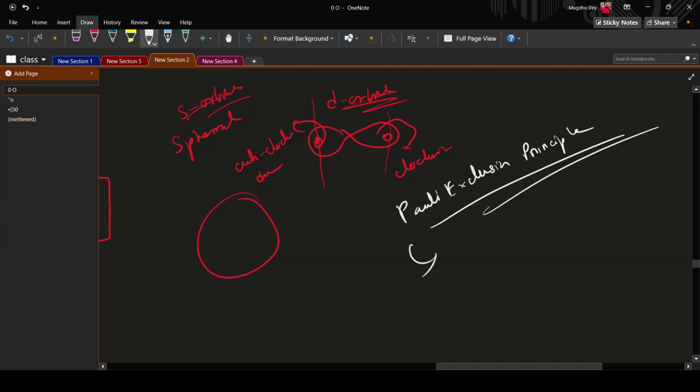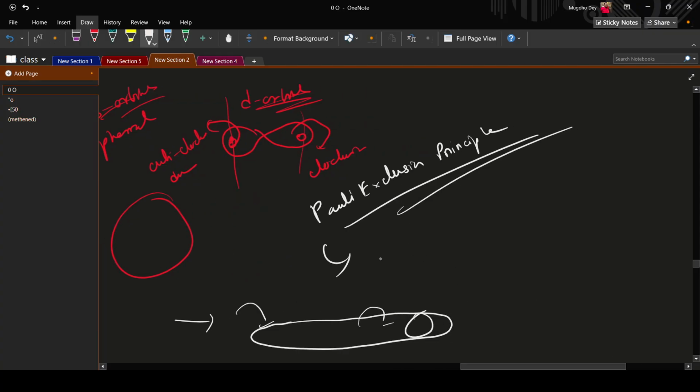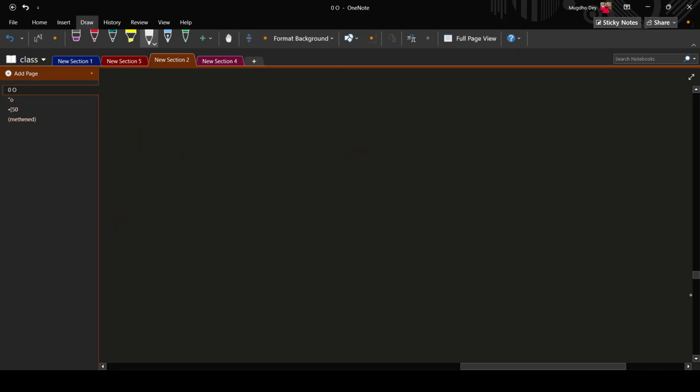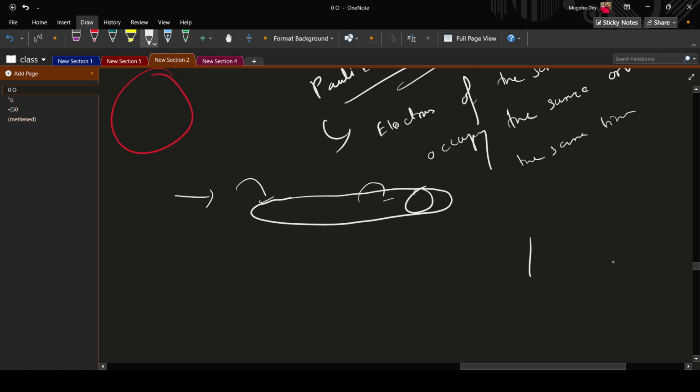What was Hund's rule? Hund's rule states that electrons occupy orbitals of lower energy first before they occupy higher energy orbitals. And the Pauli exclusion principle states that electrons of the same spin cannot occupy the same orbital at the same time.